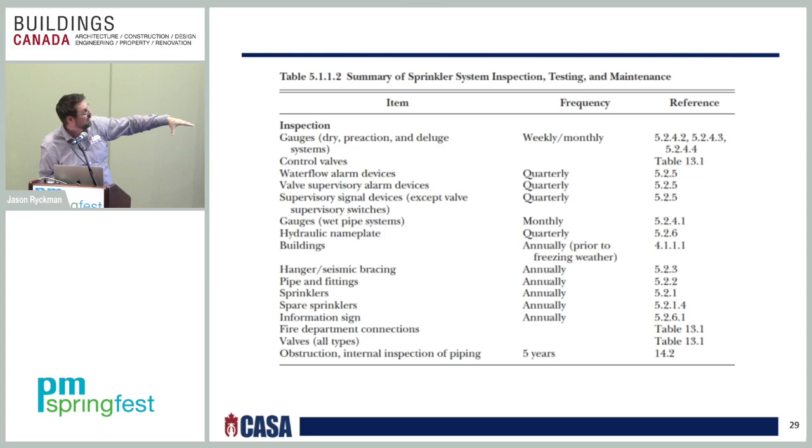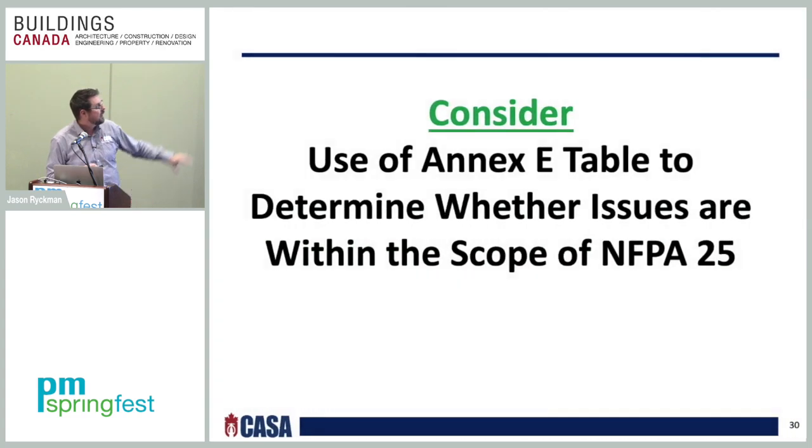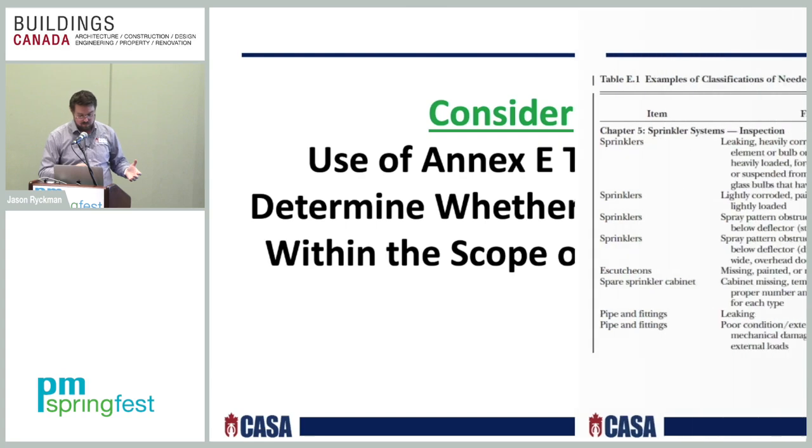Some more examples of the frequencies. So it gives you weeklies, monthlies, quarterlies, annualies, and then even every 5 years, an obstruction internal inspection of the piping has to be done every 5 years if using NFPA 25. That's per 14.2. Here's another table, used in Annex E, a table to determine whether issues are within the scope of NFPA 25. So whenever we're talking about different types of things out there, is it really within the scope?